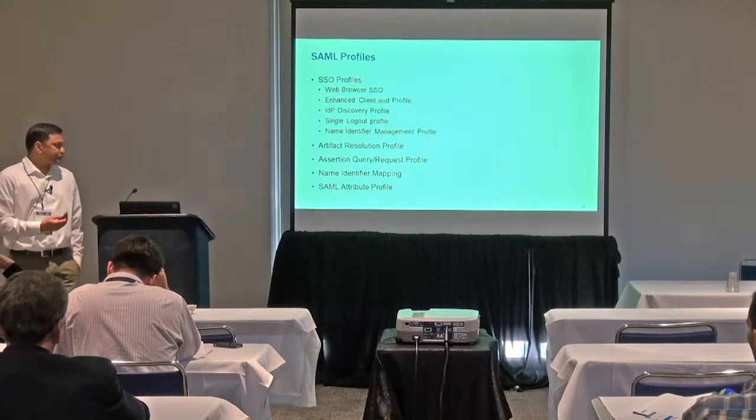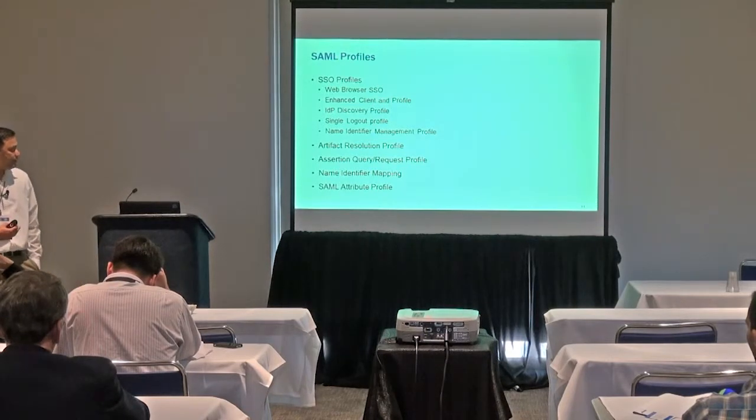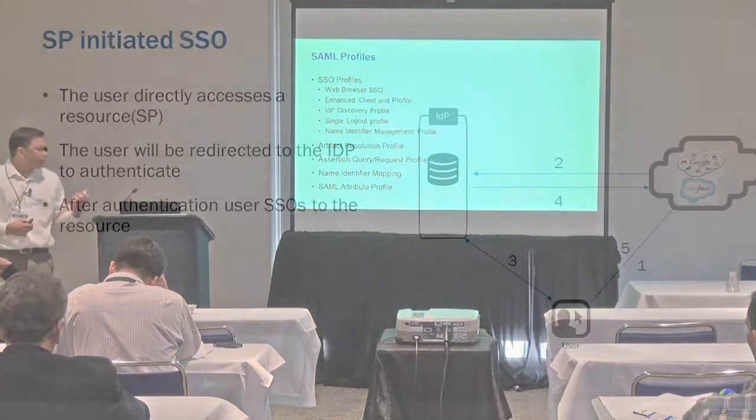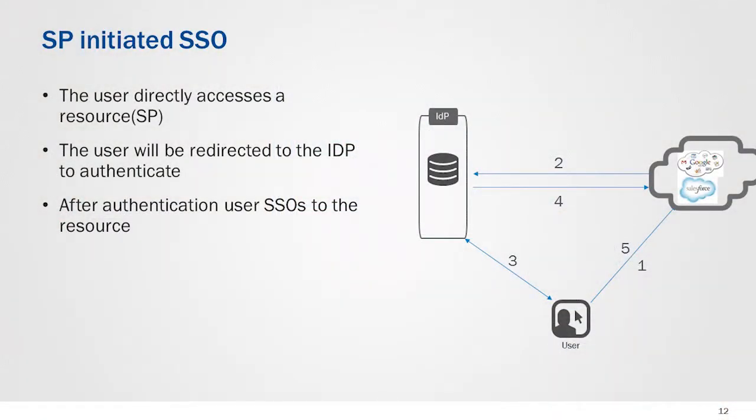And then you have assertion queries and name identifier profiles, which have many different purposes. For example, one SP can talk to another SP and ask, hey, do you want me to federate this user? You probably want to use an assertion query or a name identifier mapping for that kind of use case.